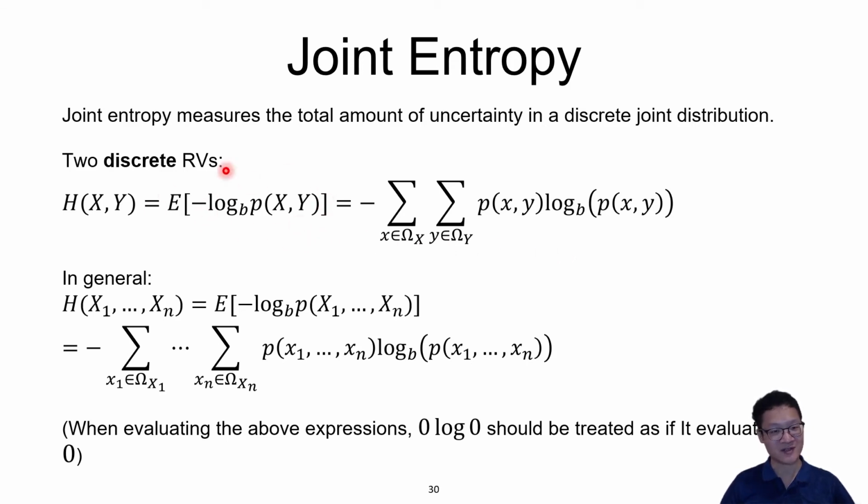Now that you know this definition, writing it out just involves applying the definition of expectation. We sum over all possibilities of all the variables, and then we take the function, negative log of p of xy, multiplied by the joint probability distribution p of xy. In general, when you have more variables, it looks basically the same. Again, 0 log 0 should be treated as equaling 0.